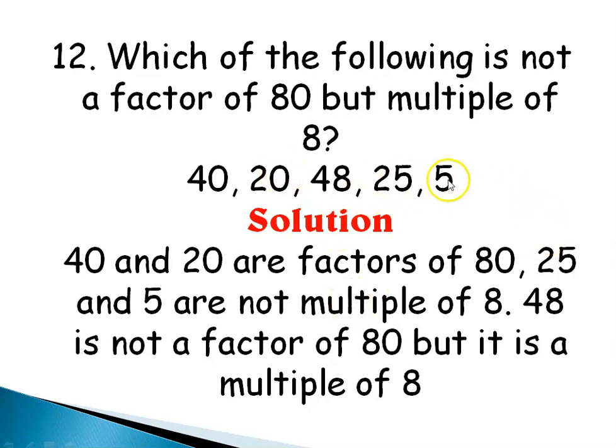25 and 5 are not multiples of 8, but 48 is a multiple of 8, but not a factor of 80. Is that taken? Good.